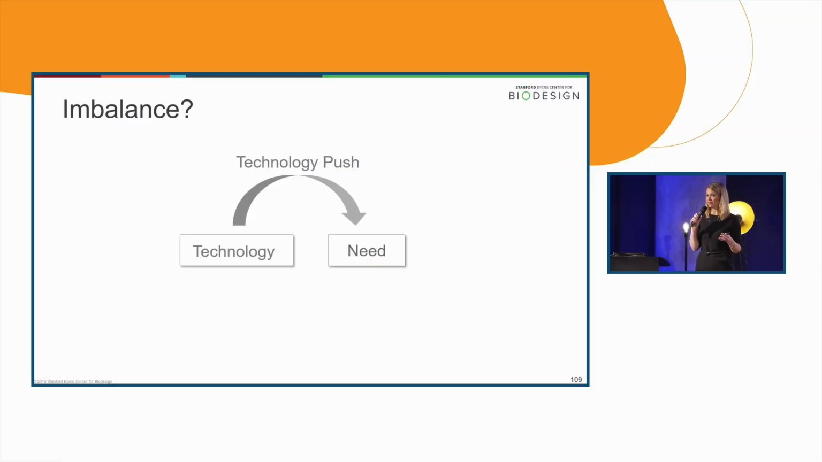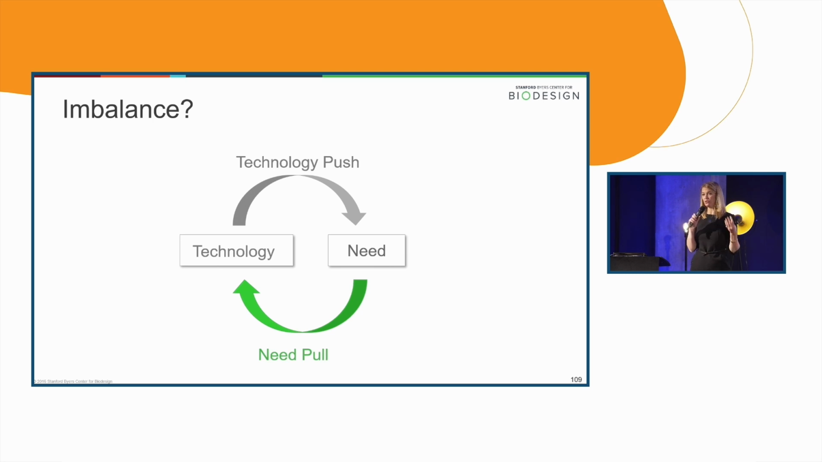So most technologies, especially coming out of an academic environment, come from a technology push. So a brilliant scientist comes up with a technology, and then they go looking around, where can we apply this in as many places as possible? And that works a lot for academia, but it doesn't necessarily work for innovation in healthcare.